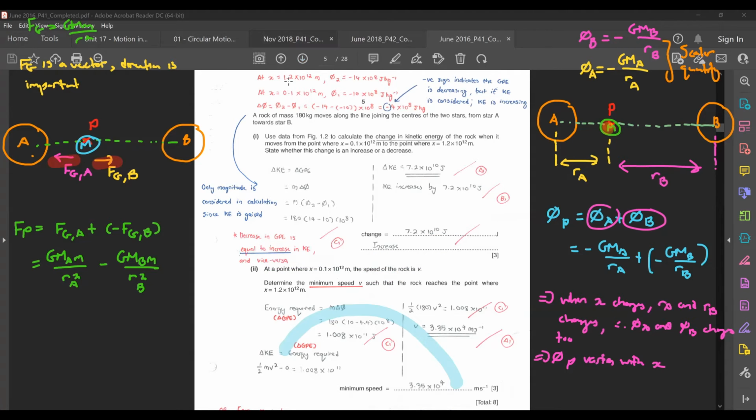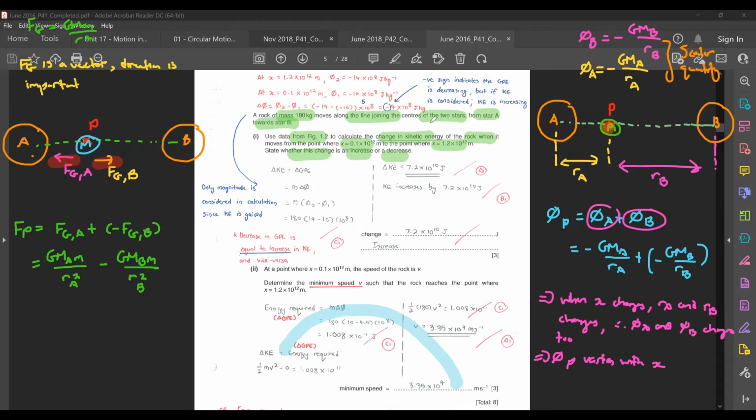You have a rock of mass 180 kg that moves along the line joining the centers of the two stars from star A towards star B. Now, use data from the figure to calculate the change in kinetic energy of the rock when it moves from the point where x is 0.1 times 10 power 12 meter to the point where x is equal to 1.2 times 10 power 12 meter. State whether the change itself is an increase or decrease.